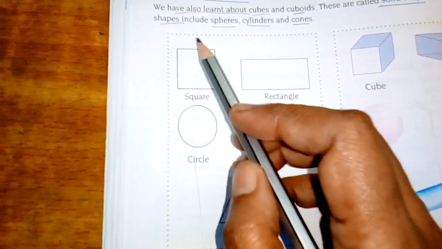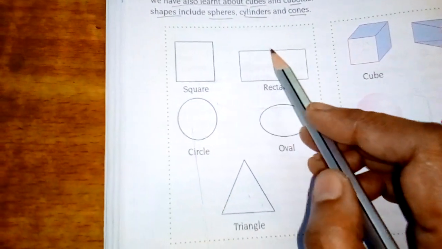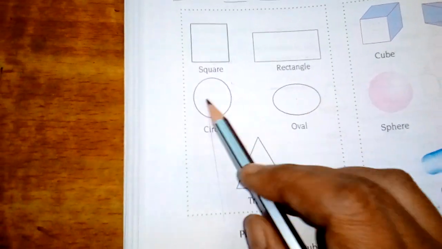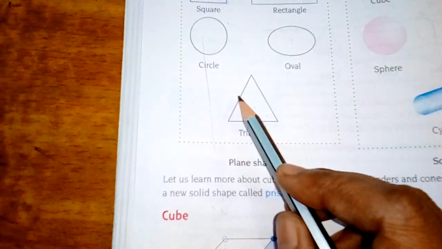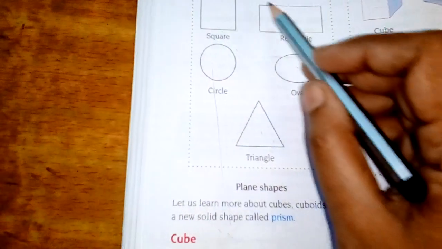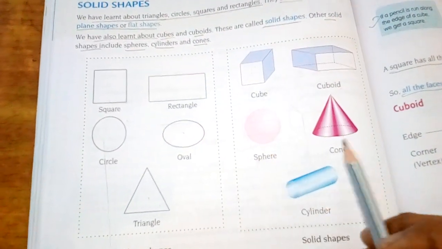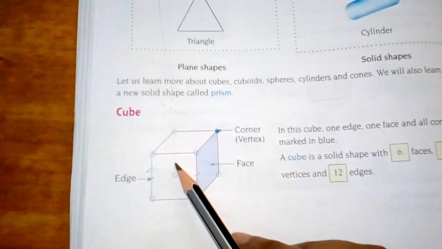Square has 4 sides, 1, 2, 3, 4. These are called the sides. Rectangles also have 4 sides, 1, 2, 3, 4. But oval and circle, they don't have sides. And triangle has 3 sides, 1, 2 and 3. So all these are plane shapes or flat shapes. But cube, cuboid, sphere, cone, cylinder, these are solid shapes.